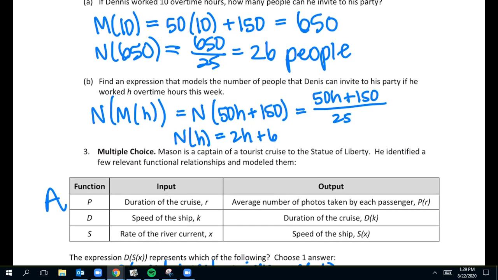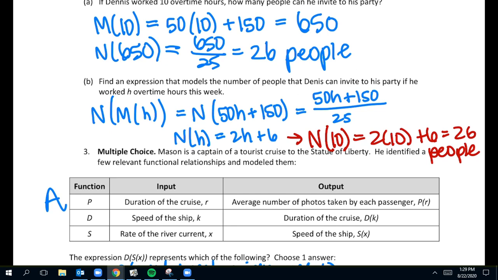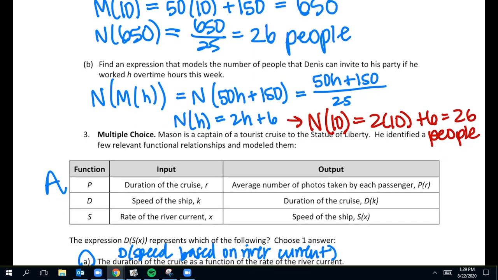Or we could make it all one function, and what I could do is do N of 10, 2 times 10 plus 6, and get 26 people based on the number of hours he worked without having to go multiple routes or multiple steps, just all one step there. Make the equation first, and then you can get the answer that way.